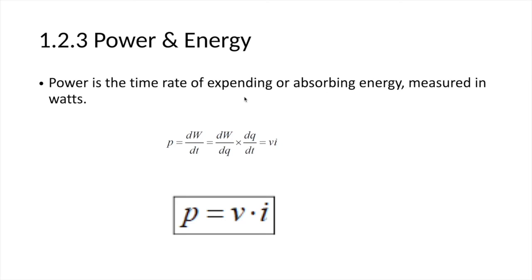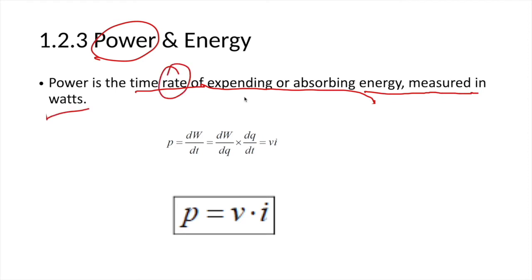And then it's power and energy. They are different. Power is the time rate of expending or absorbing energy, measured in watts. It is a rate. So it can be calculated by V times I.